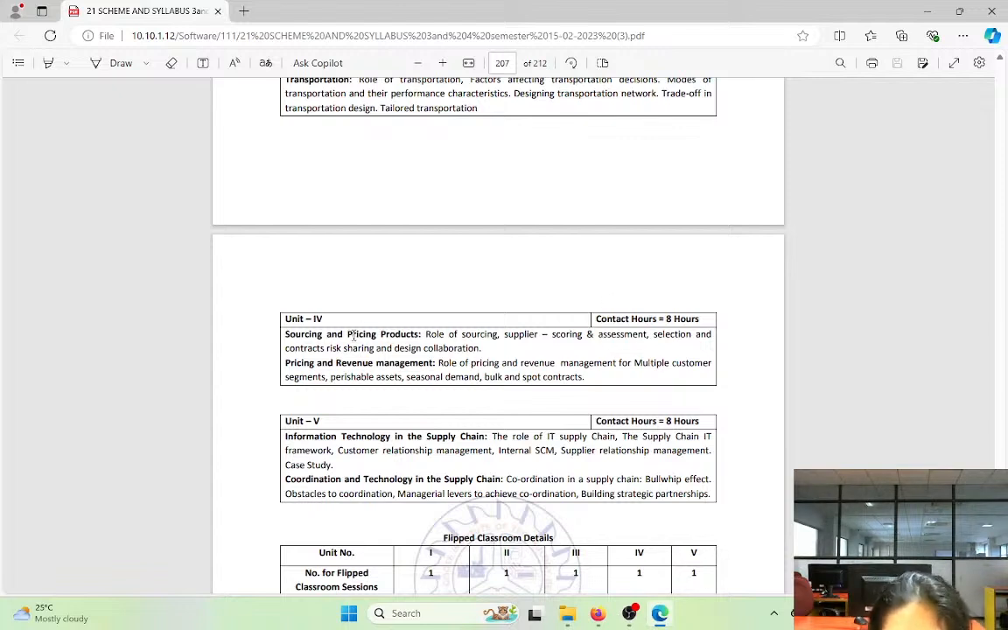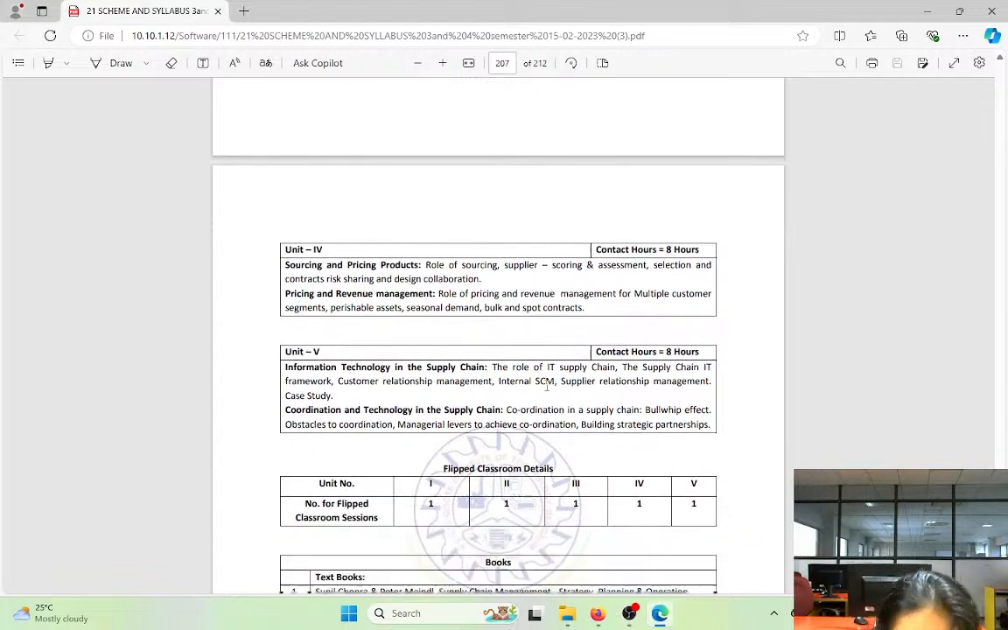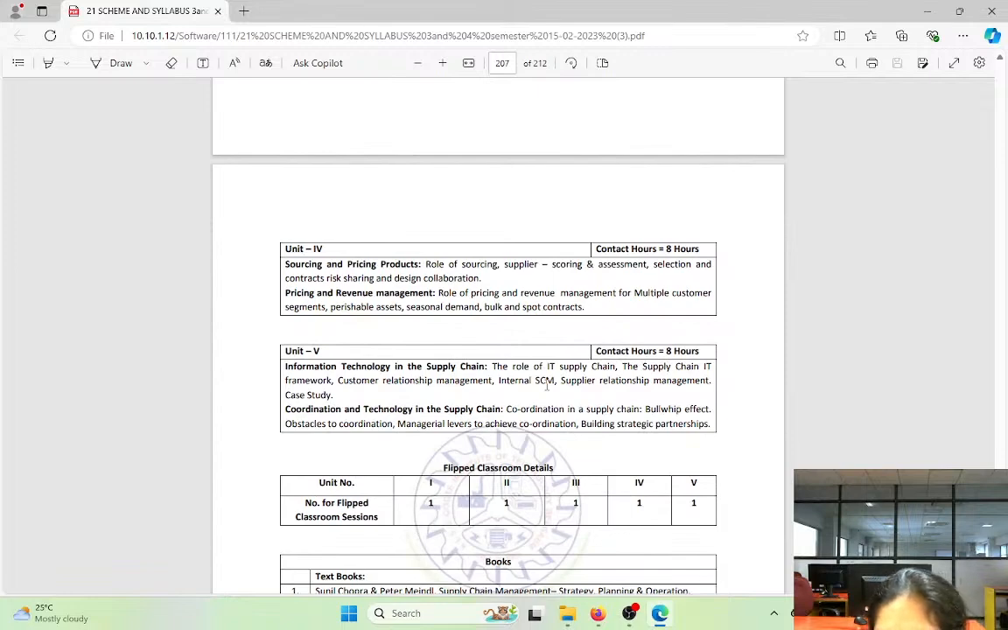And then the second part is about pricing and revenue management. Any product or any productivity in the organization deals with some revenue concept. How best we can make all the utilization with respect to multiple customer segments, with respect to perishable assets, with respect to seasonal demand, etc. about the product. This is all about which we will be discussing in the fourth unit.